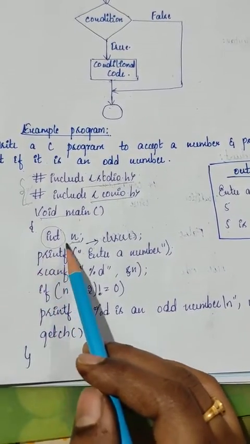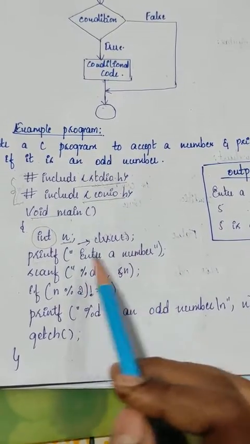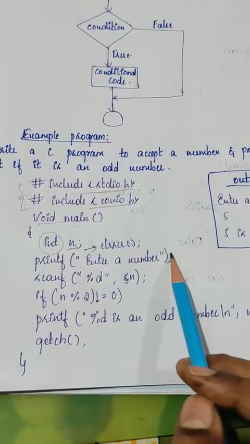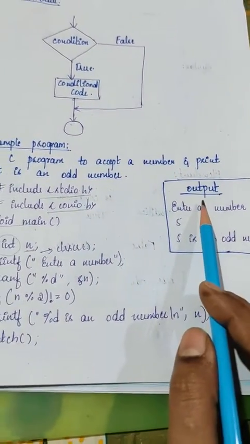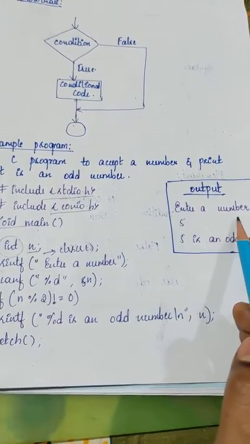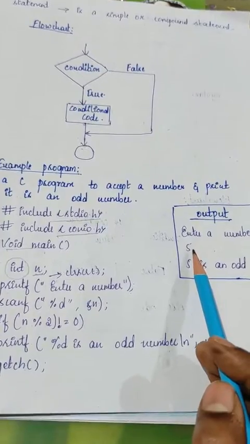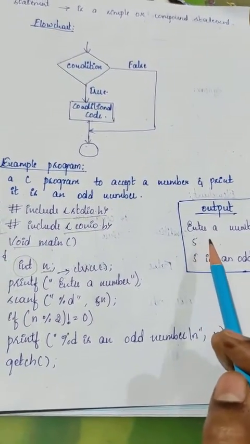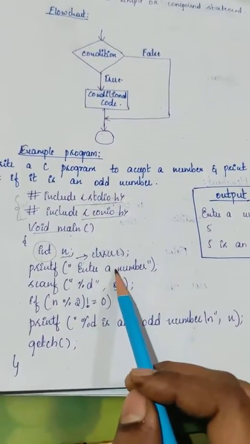So after this we'll have the printf statement, that is "Enter a number". What you write in the printf statement should be enclosed in double quotes and ended with a semicolon. Look at the output here, what is our statement? Enter a number. Whichever number you need, students, you can enter that number. Generally I am taking 5. According to us, 5 is an odd number, but we shall prove it in the computer language.